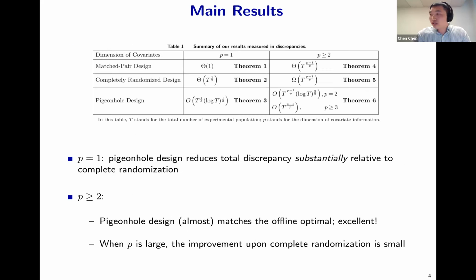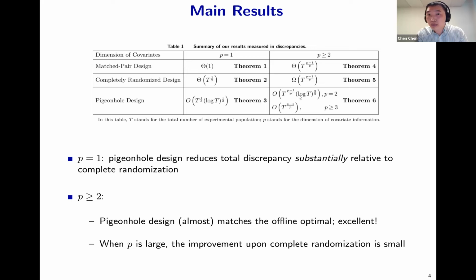Okay. So here are the main results. First of all, when p equals 1, which corresponds to the case that we only have one very important covariate to balance, the Pigeonhole design reduces the total discrepancy substantially relative to the complete randomization, from the order of t to the power of 1/2 to t to the power of 1/3. And what is even more excellent is that for p greater than or equal to 2, the performance of the Pigeonhole design almost matches the offline optimal.